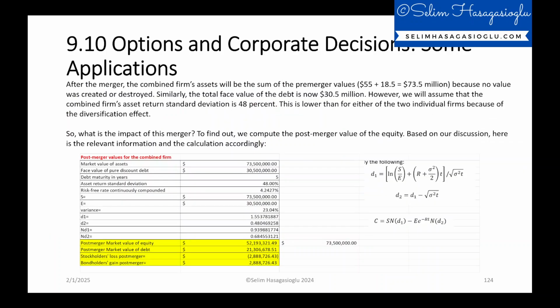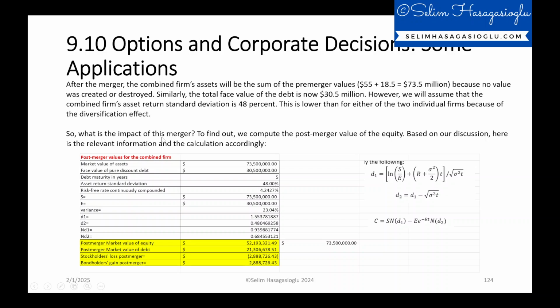So we have calculated the values for the pre-merger case. After the merger, the combined firm's assets will be the sum of the pre-merger values, 55 million plus 18.5 million, $73.5 million, because no value was created or destroyed. It was a purely financial merger. Similarly, the total face value of the debt is now $30.5 million. However, we will assume that the combined firm's asset return standard deviation is 48%. Remember, this was given in the question prompt. This is lower than for either of the two individual firms because of the diversification effect.